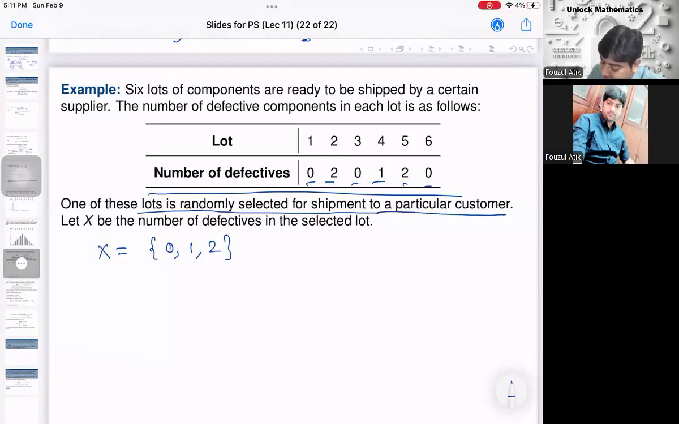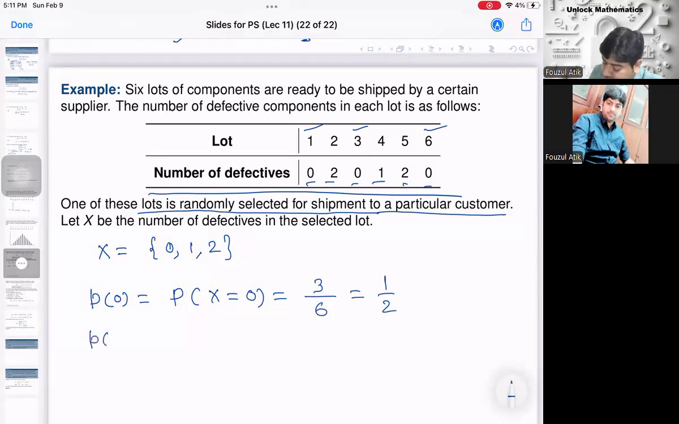So the probability mass function p(0) is basically the probability that capital X is equal to 0. Now what is the probability that the selected lot has no defective piece? Out of 6 lots, the first, third and sixth lots, these 3 lots, do not have any defective piece. So the probability of X equal to 0 is 3 divided by 6. It is 1 by 2. Is it clear?